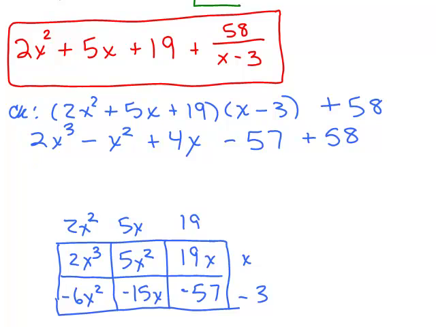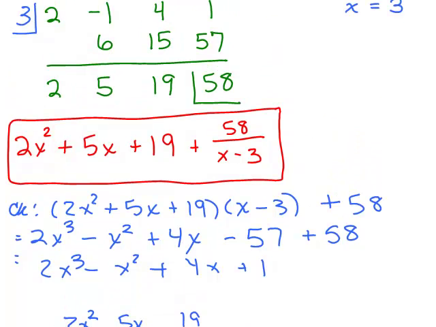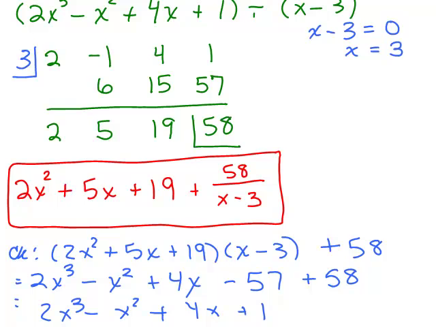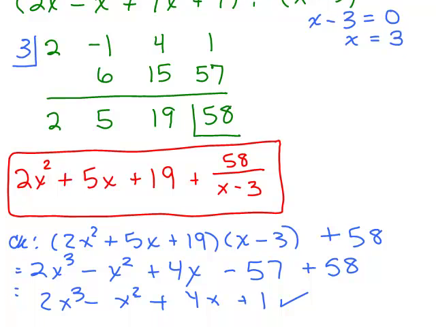And now we just add the final like terms, 2x cubed minus x squared plus 4x, and then negative 57 plus 58 is plus 1. And we're going to check that against what we divided by, which was up here, 2x cubed minus x squared plus 4x plus 1. And that's exactly what I got here. So that's how I know this is the correct answer. Now it's easier just to go ahead and do the long division again, but I always like doing the real check to make sure.